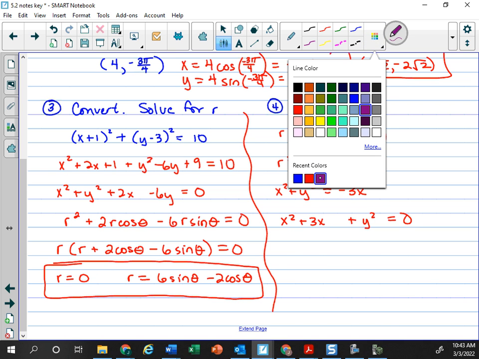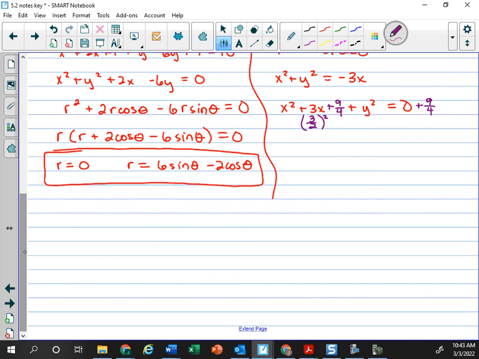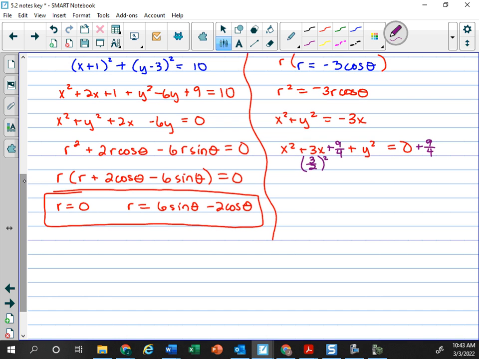Everybody's favorite thing: complete the square. So the 3, I divide it by 2, and I square it. What is 3/2 squared? Not a decimal, guys. 9/4. Do not give me decimals when you're doing this. Make sure you add your 9/4 to both sides.